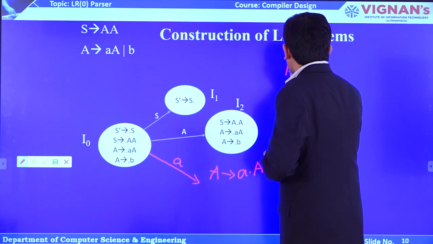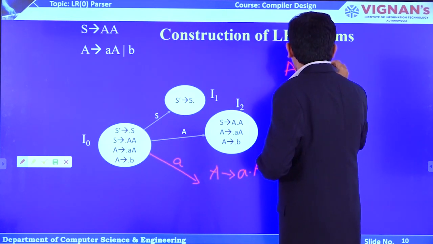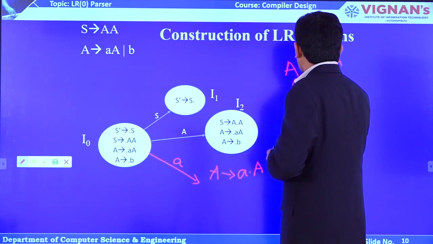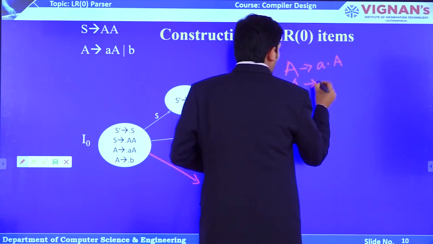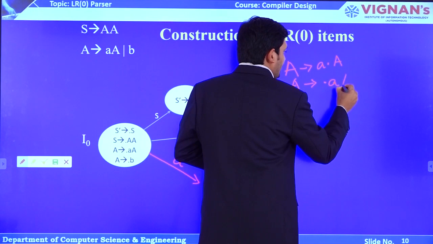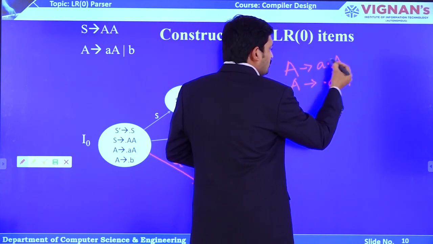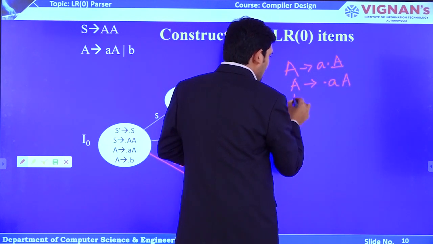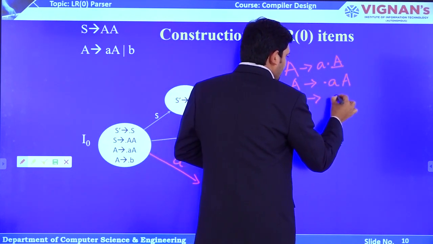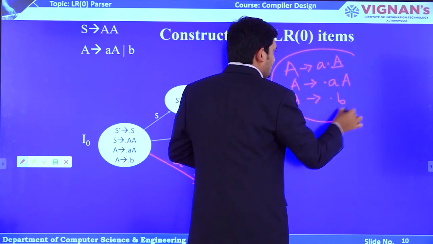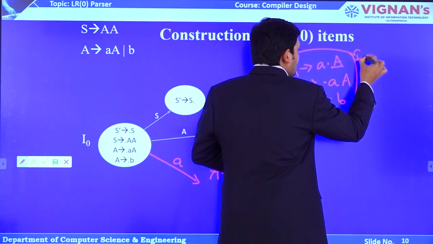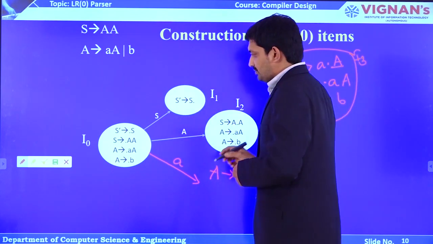So what I have to write? A tends to a dot A. Apply the closure operation: A tends to dot aA, because after the dot capital A is there. So I have to write all the capital A productions: A tends to dot b. So this is state number 3.